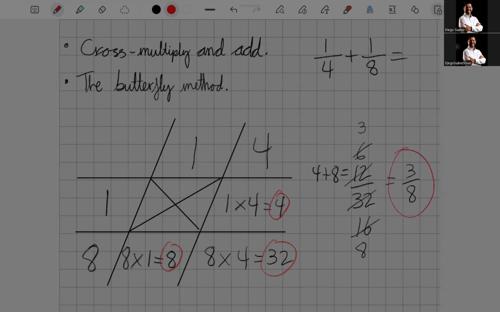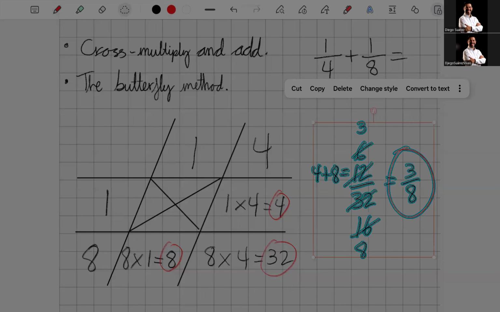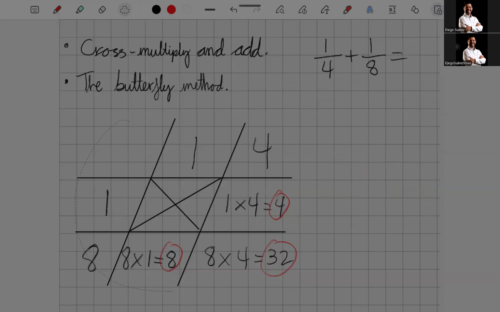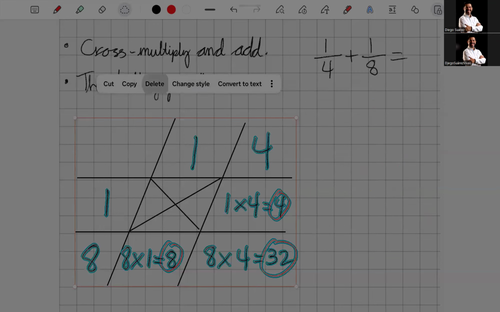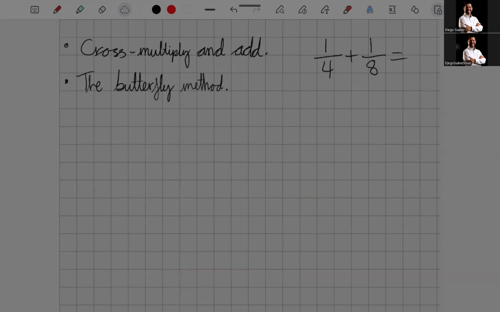And this is, as I said, the cross multiply and add method, or hashtag method, or pound method, which, as you might have noticed, is long and takes time. And we also have the butterfly method, which is much easier. I'm going to erase this so we can work on the second method, which is going to be the butterfly.